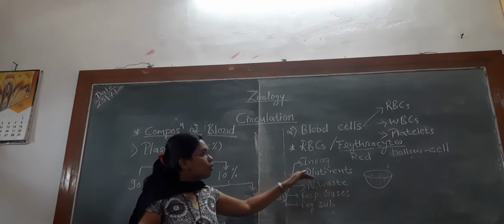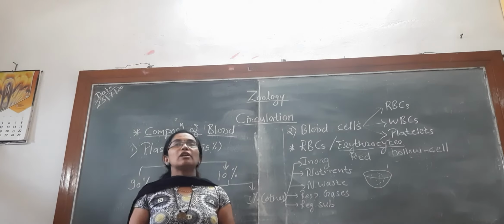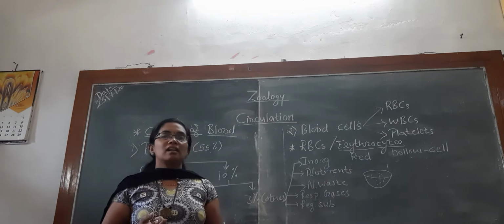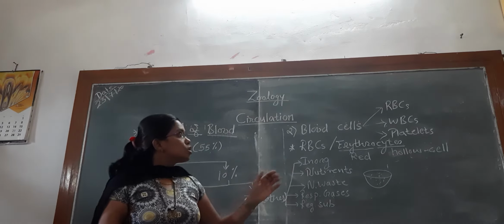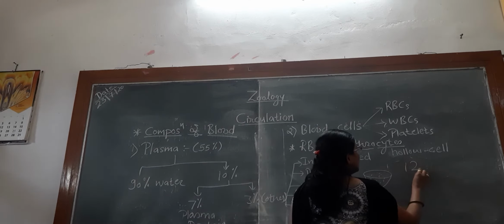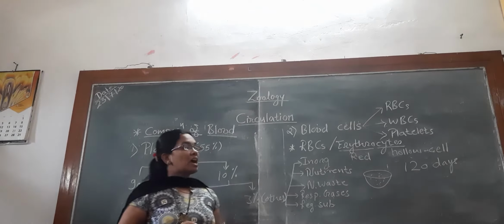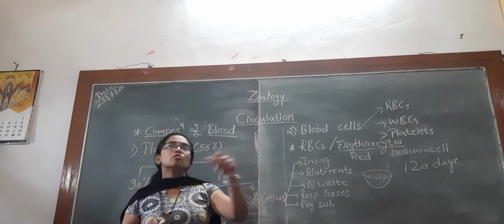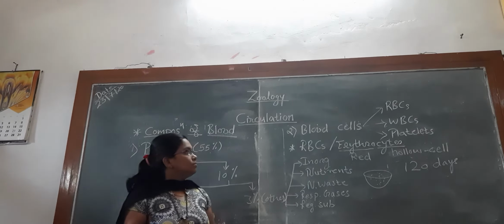So in the male body and in the female body, the total RBC number, which we call the total count of RBCs, varies. The average lifespan of these RBCs is just 120 days. After that, these RBCs move towards the spleen and liver for degradation.